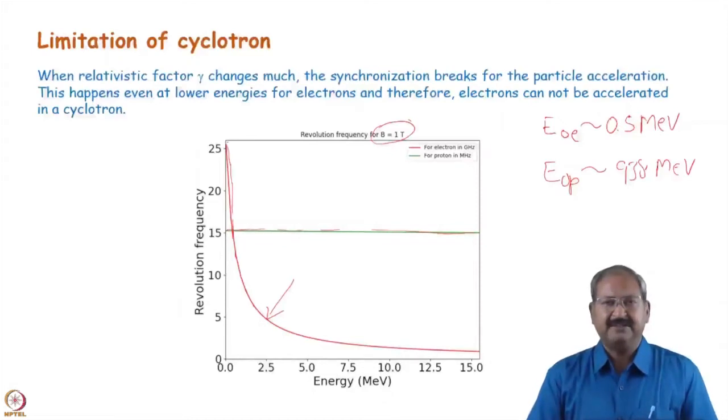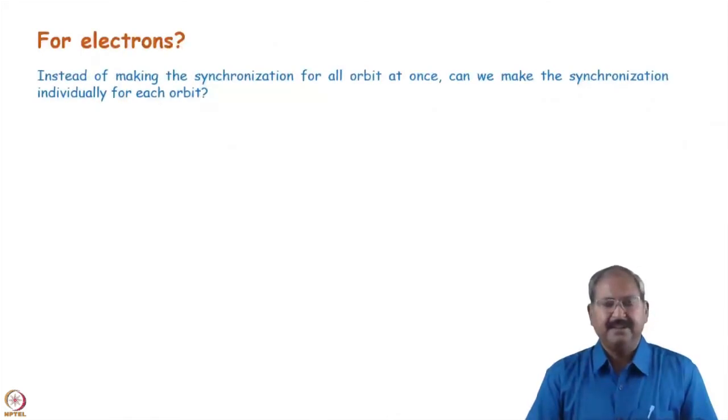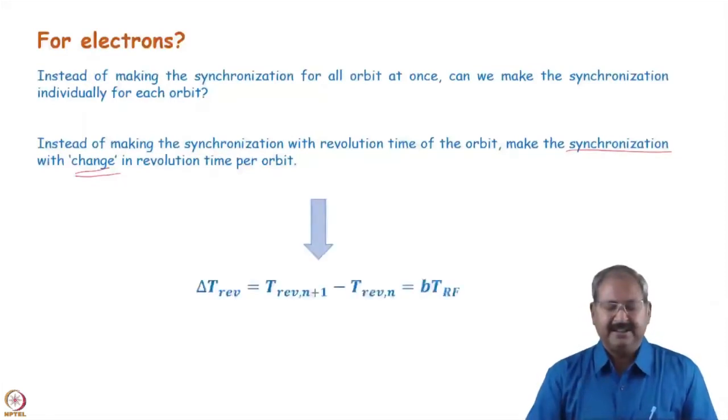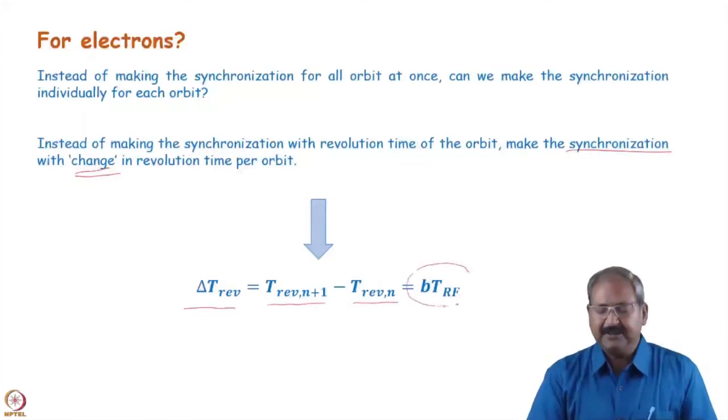So how can we accelerate electrons in circular accelerators or cyclic accelerators? We have to change the technique of synchronization we are using in the cyclotron. How can we change the synchronization technique? Instead of synchronizing with the revolution time of the orbit, we actually synchronize the change in revolution time of the orbit. Means, what is the delta t if the particle goes from the nth orbit to the n plus 1th orbit, and we synchronize the RF frequency with that delta t. Then it is possible. Means we calculate delta t, that is the revolution time in the n plus 1th orbit minus the revolution time in the nth orbit, and make it synchronize with the RF field. So this delta t revolution is b T_RF. b is some integer. If b is some integer, synchronization will be there.